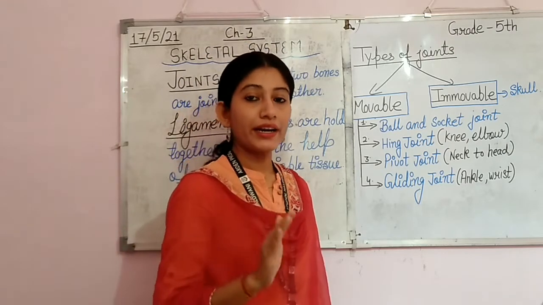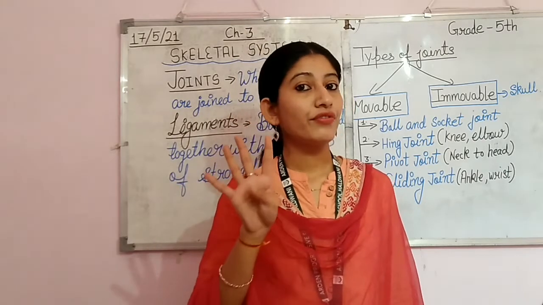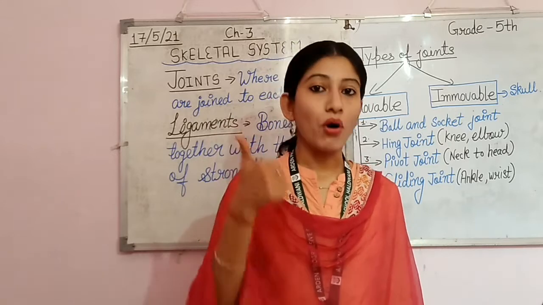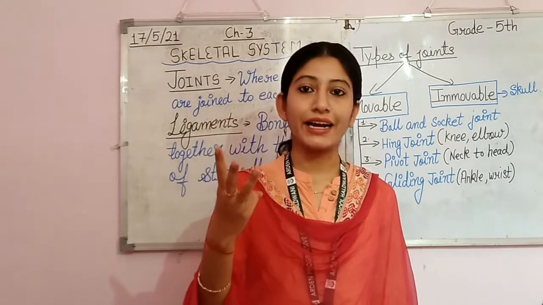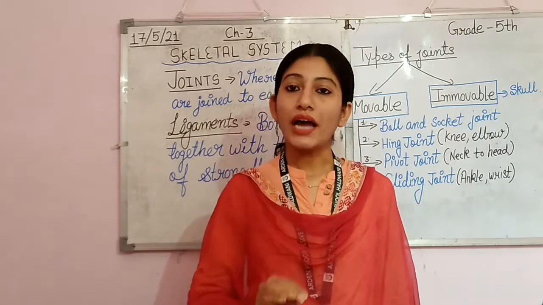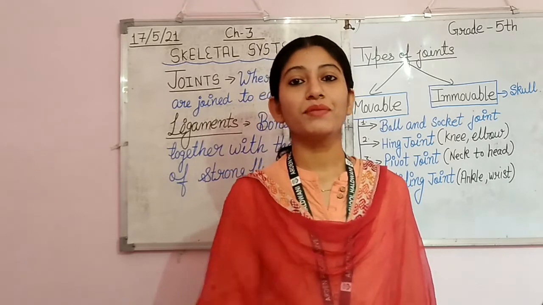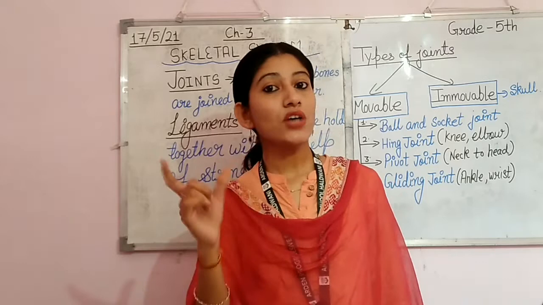Okay. So right now we know that we have four types of movable joints and these are ball and socket joint, hinge joint, pivot joint and gliding joint. Okay. Now, no need to worry, just have patience. Everything you will come to know. When we talk about the ball and socket joint.